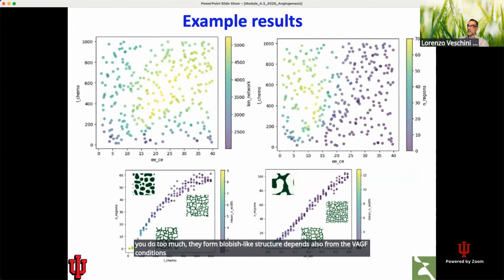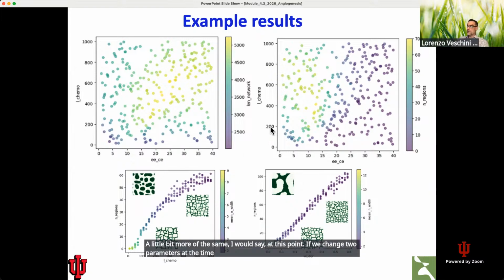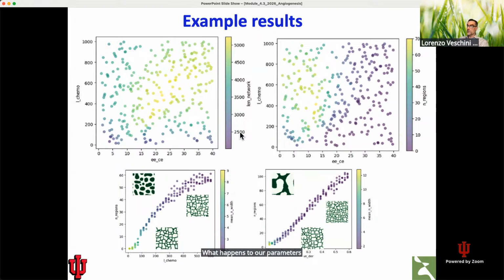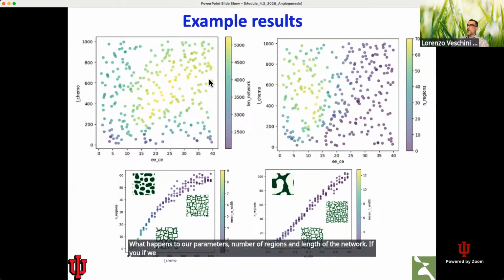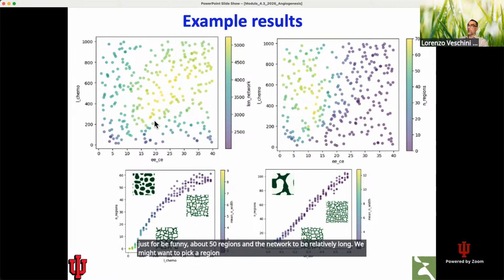A little bit more of the same, I would say, at this point. If we change 2 parameters at a time, what happens to our parameters, number of regions, and length of the network? If we have some target metrics in mind, from these 2 plots we might say that we want, just for fun, about 50 regions and the network to be relatively long, we might want to pick a region of this plot in this area here, perhaps.